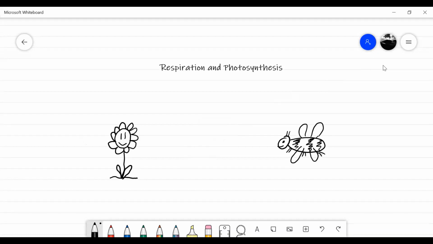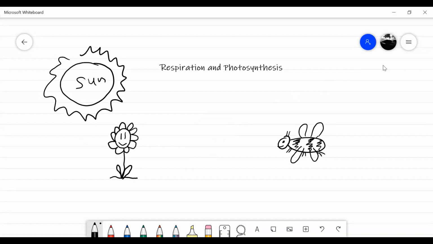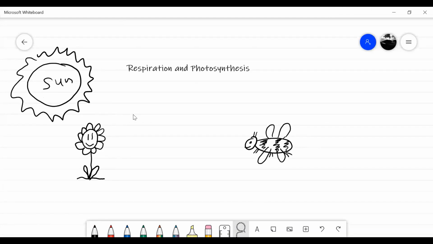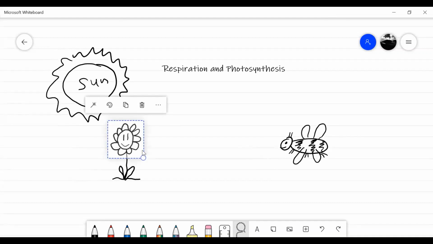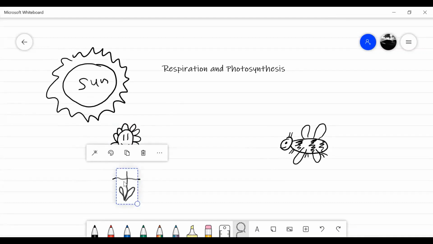So let's start off with photosynthesis, and we are going to draw the sun. So there's the sun. There we go. It's very sunny outside today. That's good. Okay, and all right, I think I made it a little bit close. Now I think I can move it. Can I move the flower? How do I do that? Oh no, that's not working. Okay, well, I'll just have to squeeze it in there somewhere.